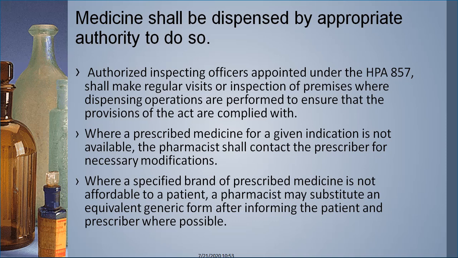However, where a specific brand of a prescribed medicine is not affordable to a patient, a pharmacist may substitute an equivalent generic form after informing the patient and prescriber where possible. Let's say the doctor prescribed an anti-malaria medicine like Coartem. Coartem is quite expensive, and this patient cannot afford it. I have one that may be less in price, like Lunat. If I want to change, I'm supposed to call the prescriber and inform him, and let the patient know that I'm also changing their prescription.